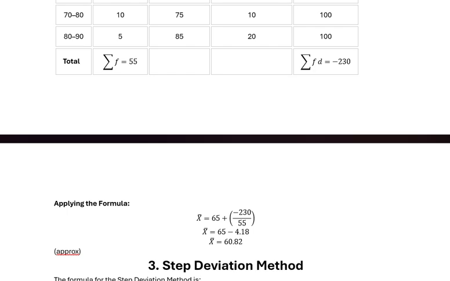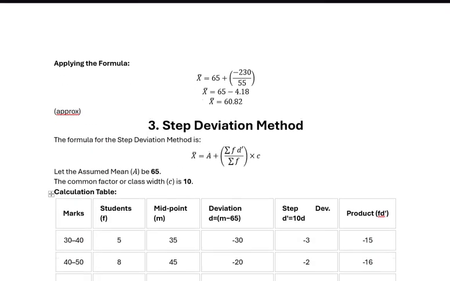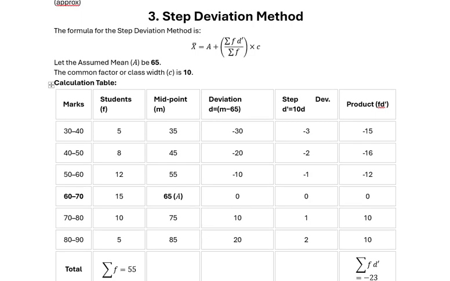Any doubts still here? You can go ahead and ask in the comments. Now let's move to the third method, that is the step deviation method. In the step deviation method, mean is equal to A plus sigma fd dash divided by sigma f into c. Here again we are taking assumed mean as 65. C means what? I think during the discrete series also I have discussed. C means common difference or common factor or common width.